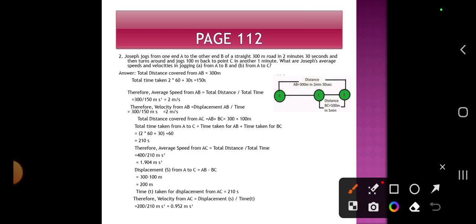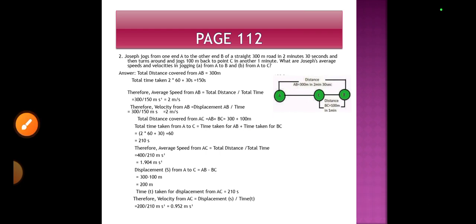What is the velocity? That is the displacement upon time. We have the displacement from A to B, and what is the time? The time is 150 seconds. So speed and velocity here in this case will be the same, 2 meters per second. That means it is moving uniformly in a straight line.